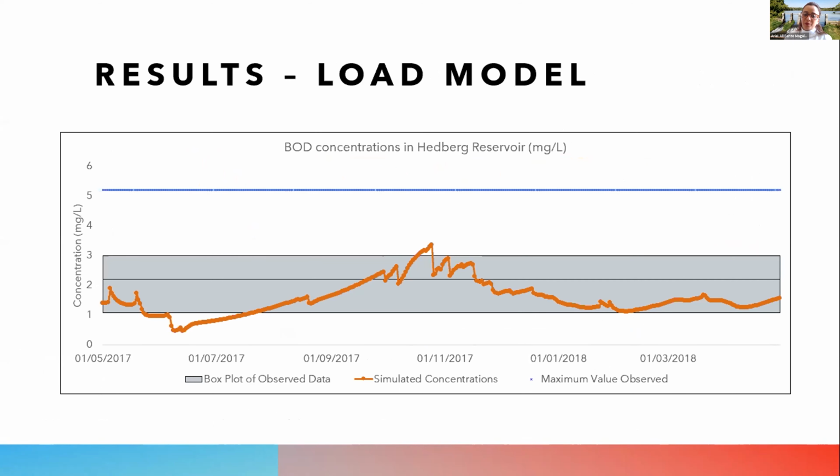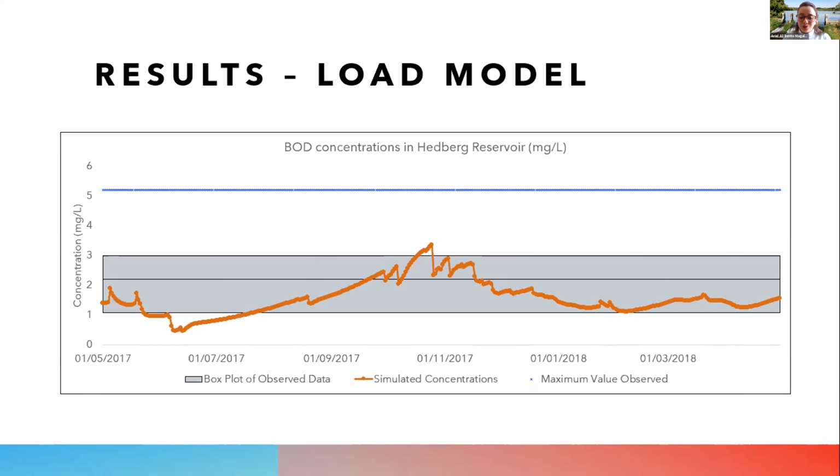As for the load model, we have here the BOD concentrations in the Hedberg Reservoir. We have in orange the simulated concentrations, and in the gray area, a box plot of the observed data. We have data from about 1 year with a monthly frequency. And here on the blue axis are the maximum values observed in this observed data set. We can see that our simulated concentrations are between the quartiles of 25 and 75%, which gives us a good result.